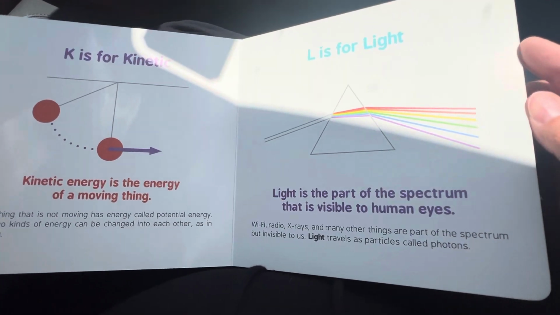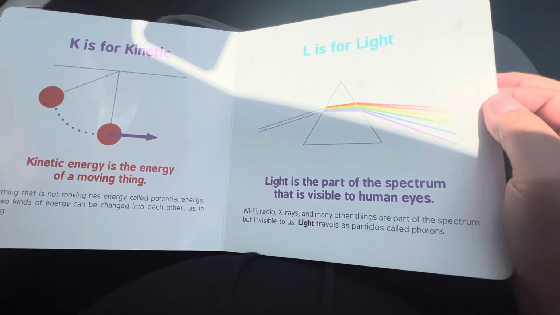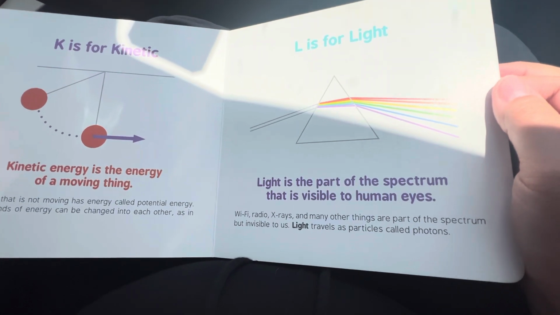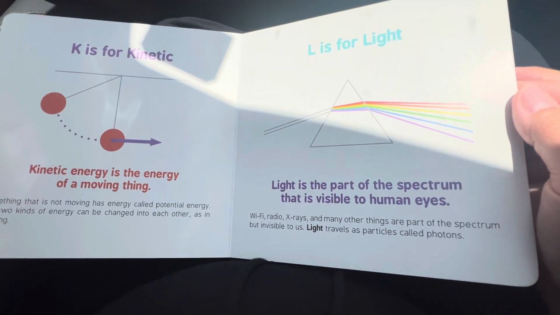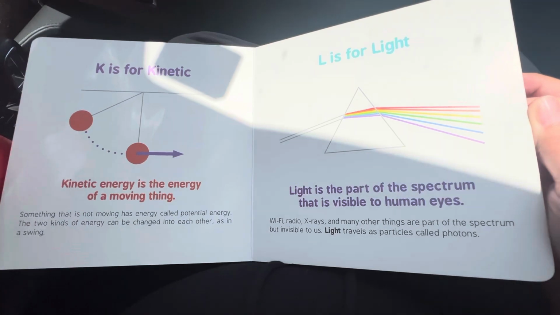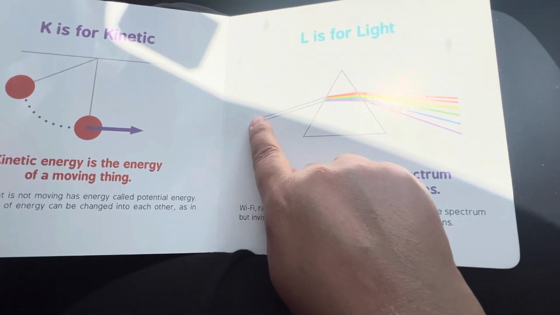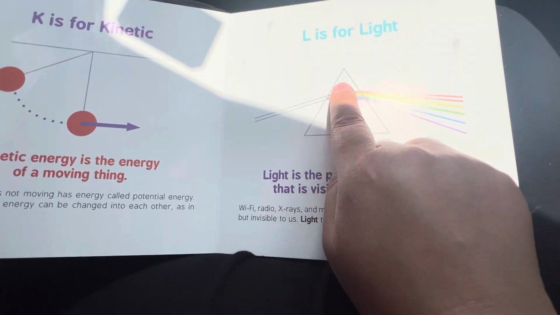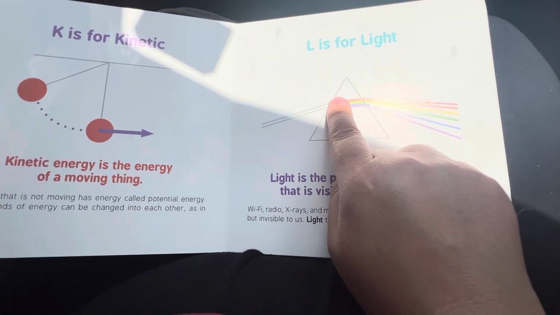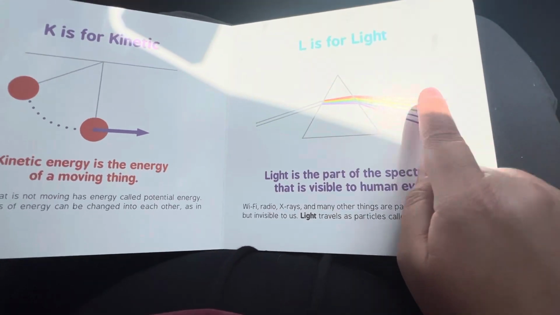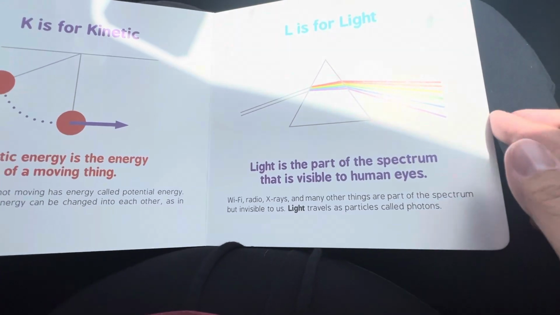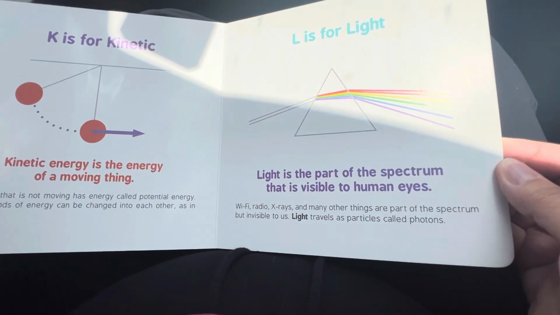L is for light. Light is the part of the spectrum that is visible to human eyes. Wi-Fi, radio, X-rays, and many other things are part of the spectrum, but invisible to us. Light travels as particles called photons. So this is white light, and when it goes through a prism, the prism refracts it, so it breaks it into its individual colors, and then you get a rainbow, all the different visible colors of light.